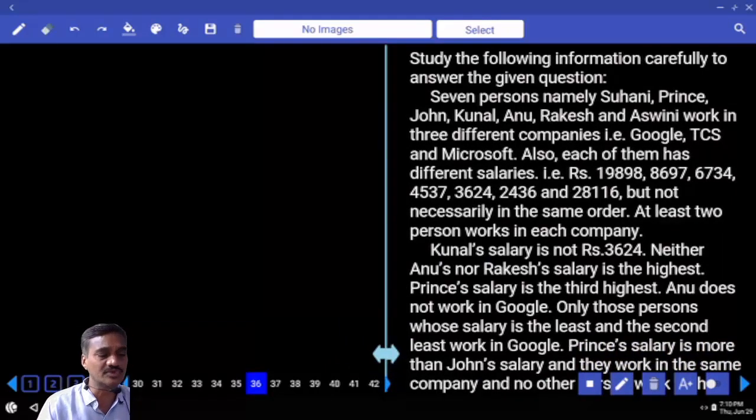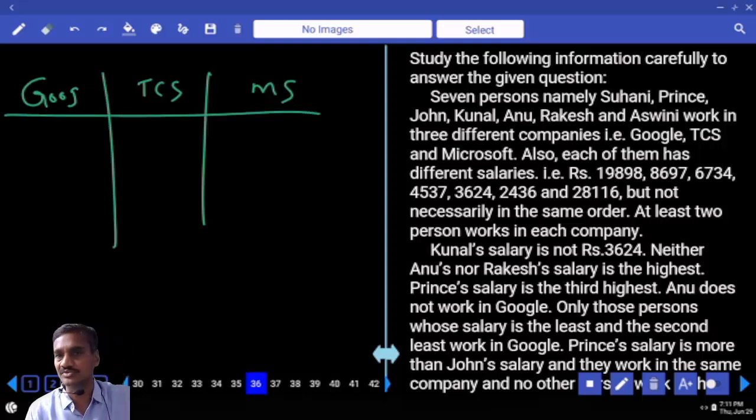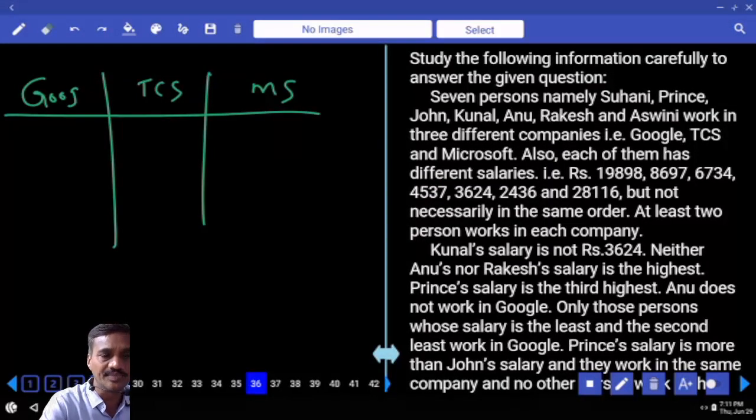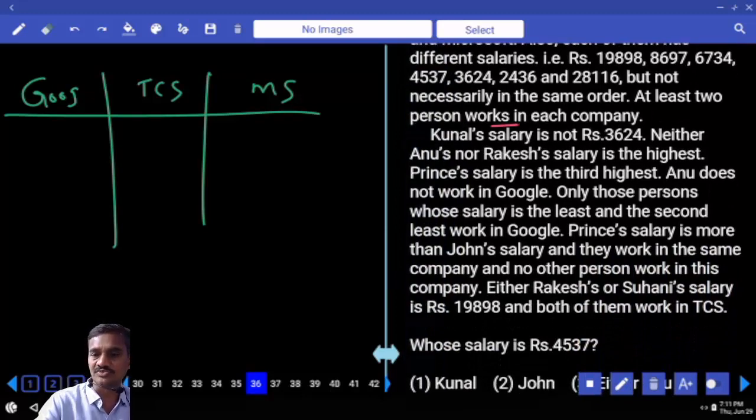What are the 3 companies we have here? Google, TCS and Microsoft. At least 2 persons are working in each of these companies. That means 2, 2, 2. In one of the companies there are 3 and in the rest we have only 2 persons each. If there are 3 persons working in Google, then TCS and Microsoft must have 2 and 2. Or TCS 3, Google and Microsoft 2 and 2, and so on. Also each one of them has a different salary. At least 2 persons work in each company.